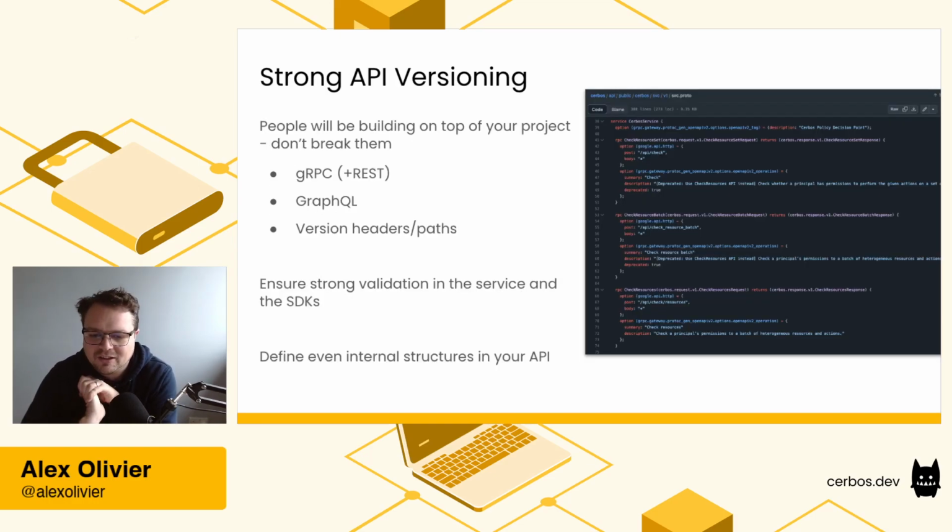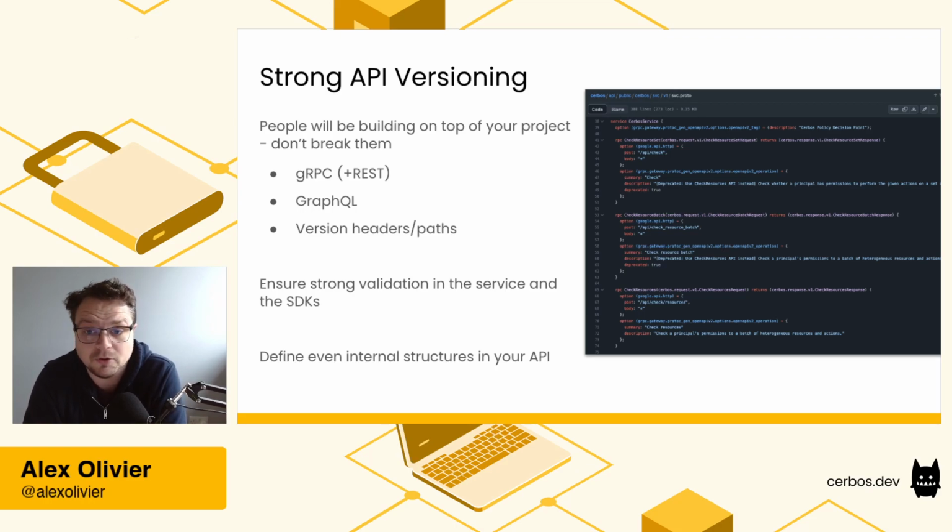Strong API versioning. In an ideal world, you have a super successful project, which I'm sure you're all working on, but how do you make sure you don't break anything down the line? People will be building whole application architectures or further products on top of your projects. So how do you make sure you don't break them in future changes?